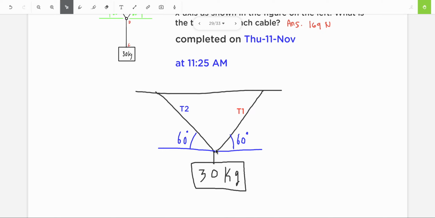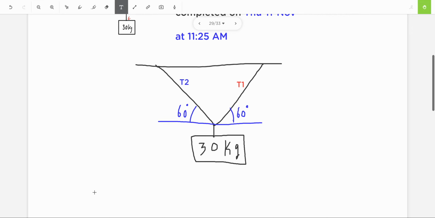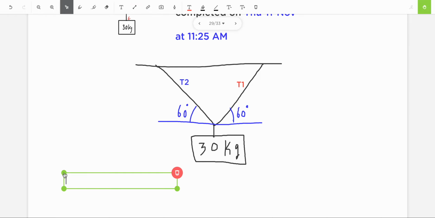Okay, so as you can see here that it's tension, and we have F net on the x-axis, F net x equal to 0, and F net y equal to 0, because the object is not moving.